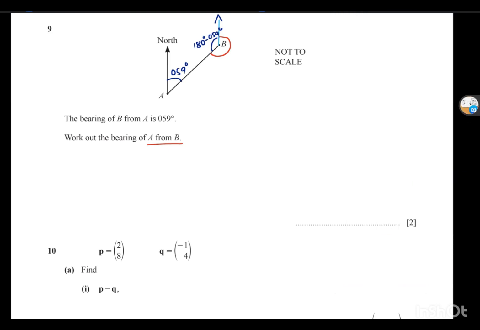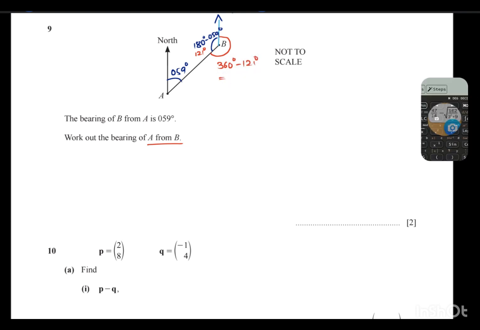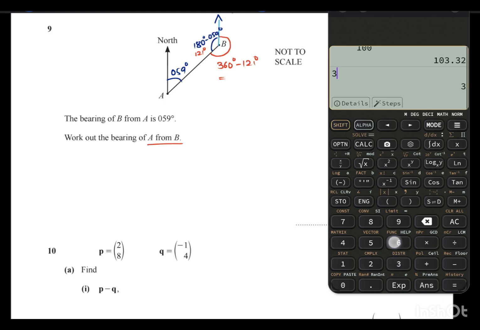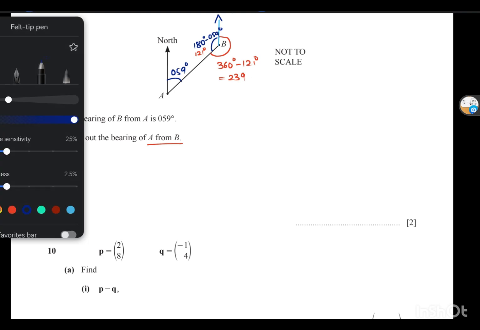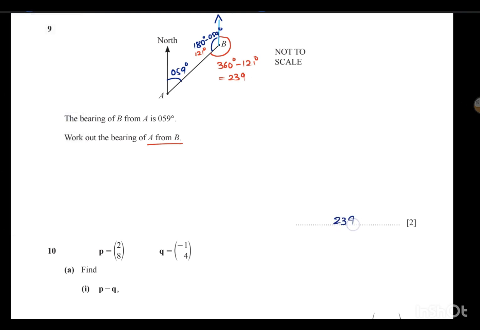121. So this is 121. Now this angle, the bearing of A from B, will be 360 minus 121. Find out. 239. So the answer is 239.